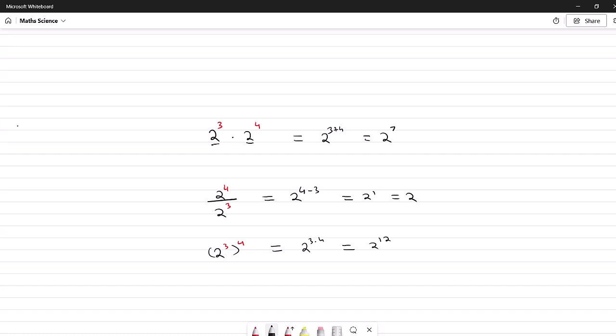Okay, so we just went over what exponents are and how to simplify them, and we went over the 4 main laws or rules of simplifying exponents.